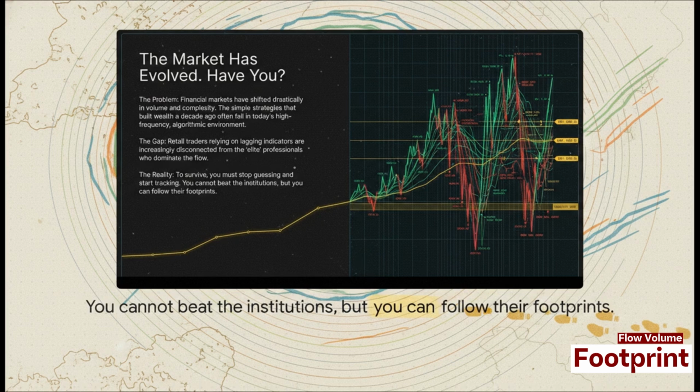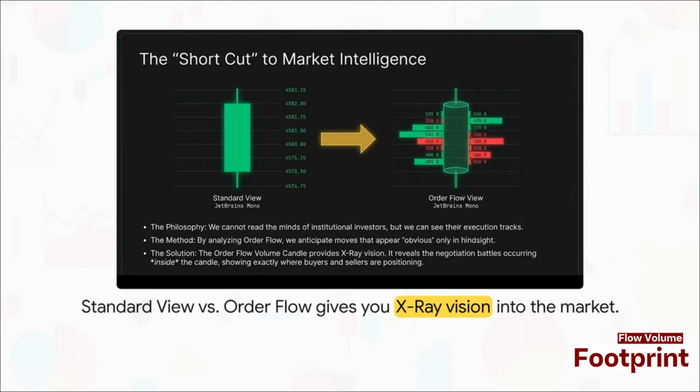And look, the goal isn't to beat the institutions. You can't. But what you can do is see their footprints and follow along. And this is where it all clicks. Look at this. On the left, you've got your standard candlestick. Sure, it gives you the open, high, low, close, but that's about it. Now look to the right. That is the order flow view. It's not just a candle. It's like having X-ray vision. You're seeing the battles, the negotiations happening inside that price bar, showing you exactly where the real money is being thrown around in real time.